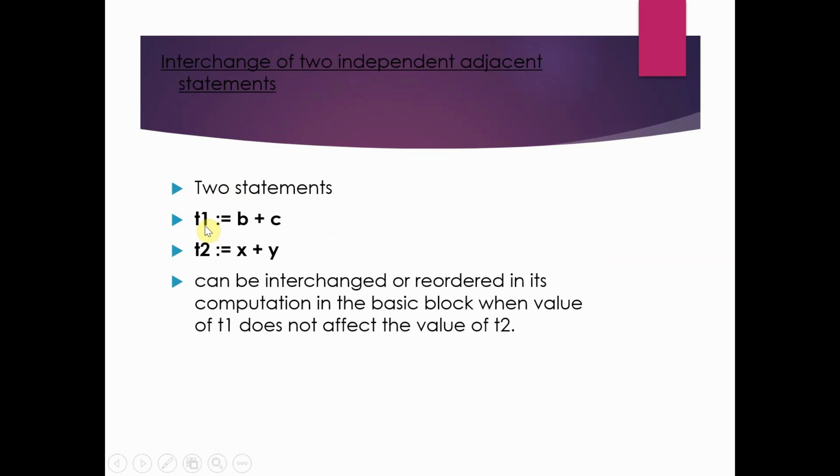The next one is interchanging of two independent adjacent statements. If you consider these two statements, t1 is equal to b plus c and t2 is equal to x plus y, these two statements can be interchanged. Why? Because these statements are independent of each other. The value computed in this expression is not required in this statement. So we can interchange the statements, or reorder the computations in a basic block.